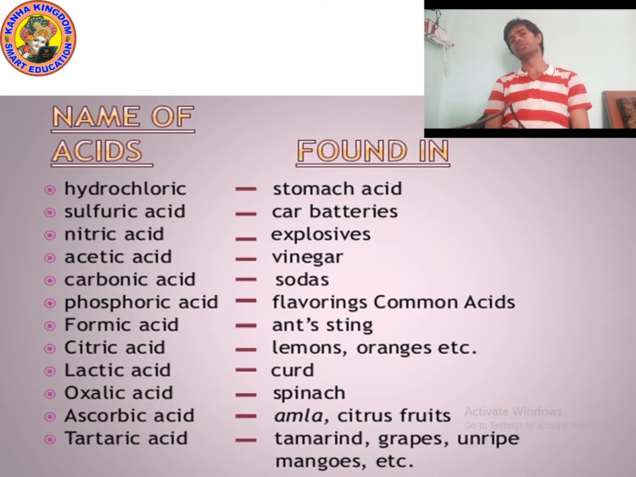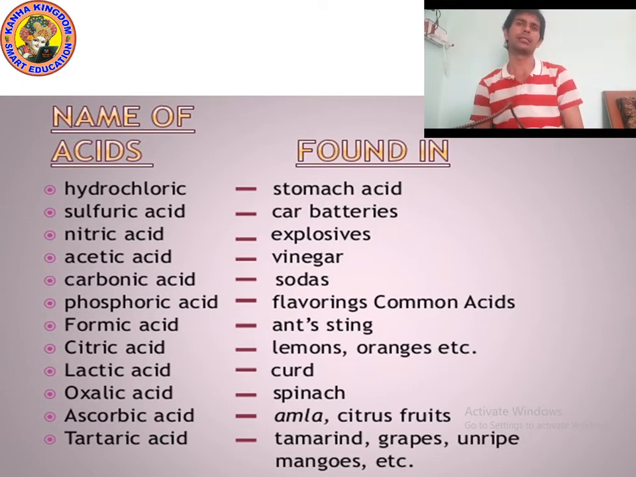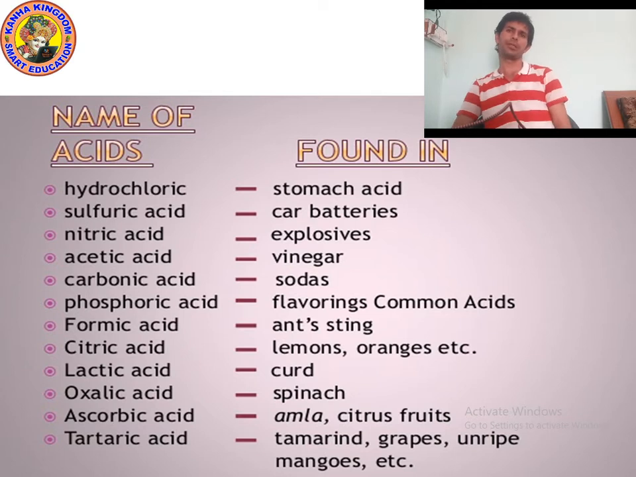So in soda, which acid is found? Carbonic acid. In vinegar, which acid is found? Acetic acid. In explosives, which acid is found? Nitric acid. In a car battery, which acid is found? Sulfuric acid. In the stomach, which acid is found? Hydrochloric acid. Okay, in flavoring, a common acid, phosphoric acid, is found.